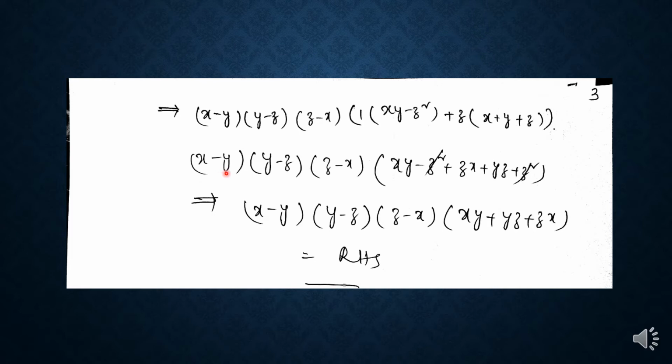So that is (x − y)(y − z)(z − x), that is xy − z² + zx + yz + z². So here −z² and +z² cancel. Then we will get (x − y)(y − z)(z − x)(xy + yz + zx). Thus we can evaluate the determinant by using the properties, by using row operations and column operations, and by using the Laplace expansion.